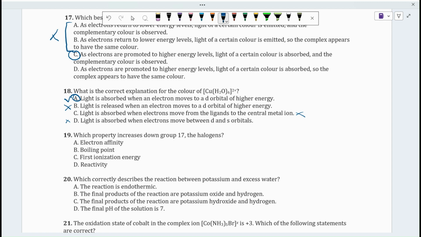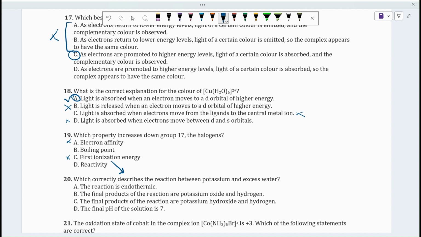19. Which property increases down group 17, the halogens? The table that I showed you in question 1 doesn't actually work here. It's not A, it's not C, and my table does not include reactivity and boiling point, so feel free to add those. Make the table better. Reactivity decreases down group 17 and increases down group 1. So they're the opposite of each other. So if you know one, you'll know the other.